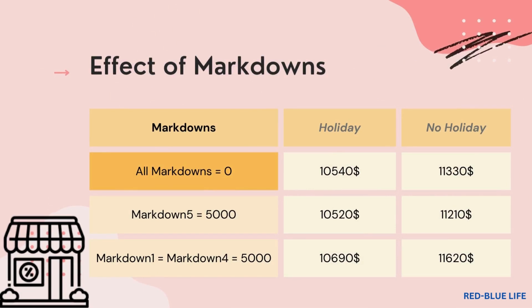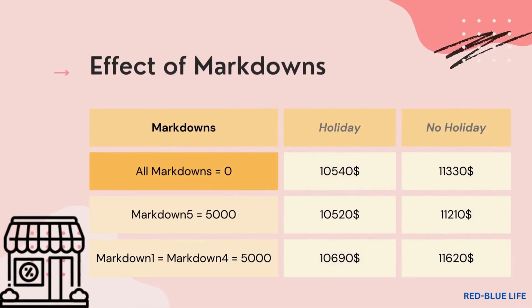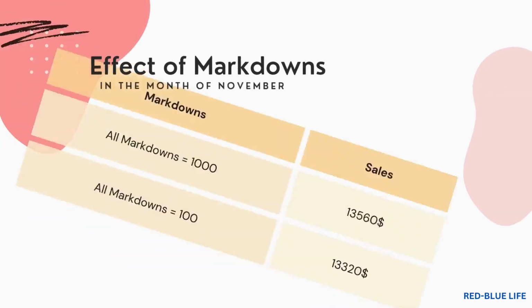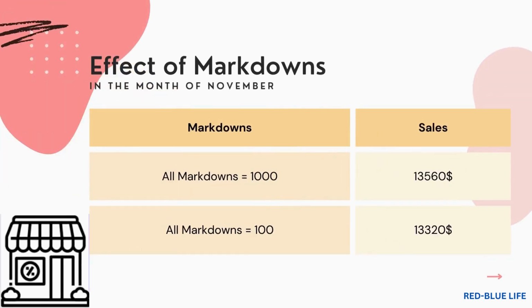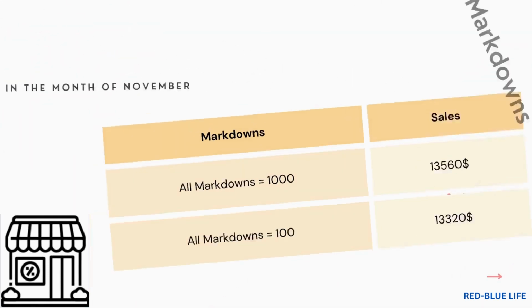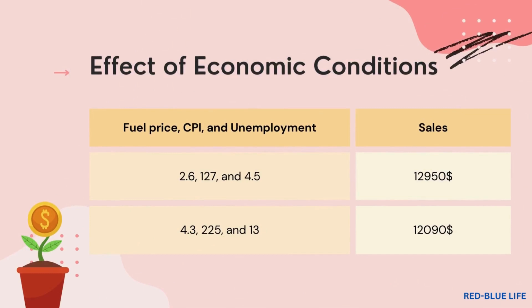When we set markdown 1 and markdown 4 to 5,000 each and the other markdowns to 0, we observe that these markdowns together can increase our sales by some amount, and on holiday the increment would be double. When we change the value of all markdowns from 1000 to 100 in the month of November, we observe a loss of just $240. In the next prediction, we increase fuel price, consumer price index, and unemployment by the given values and observe a loss of around $900.